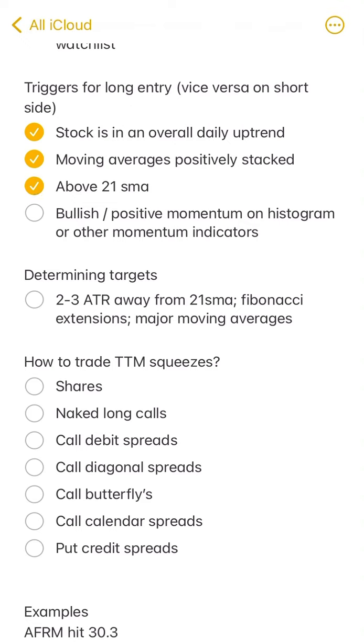And then obviously the stock needs to be above the 21 SMA as well, right? Now, if you're looking for it to fire short, then it should be below the 21 SMA, okay? Bullish or positive momentum needs to be present on the histogram or other momentum indicators, right?